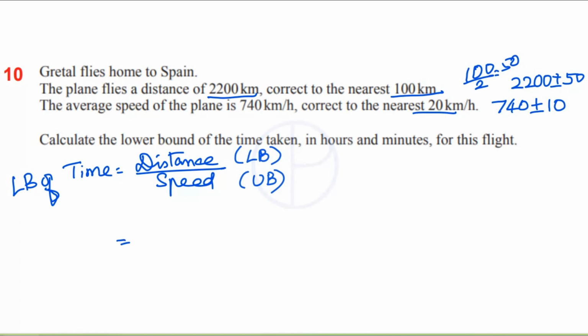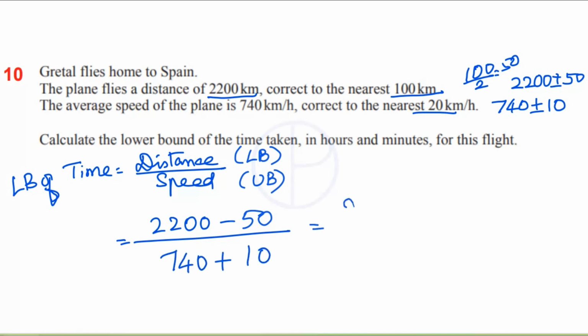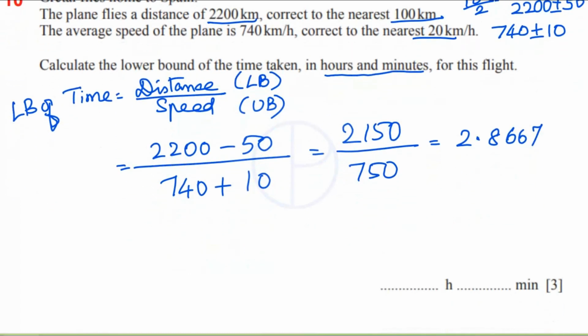What is the lower bound of distance? 2200 minus 50. Upper bound of speed is 740 plus 10. 2150 divided by 750 equal to 2.86667. So calculate the lower bound of the time taken in hours and minutes. Okay, so this 2 represents 2 hours.